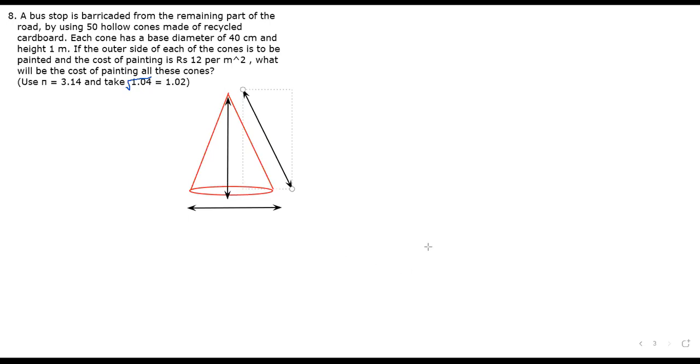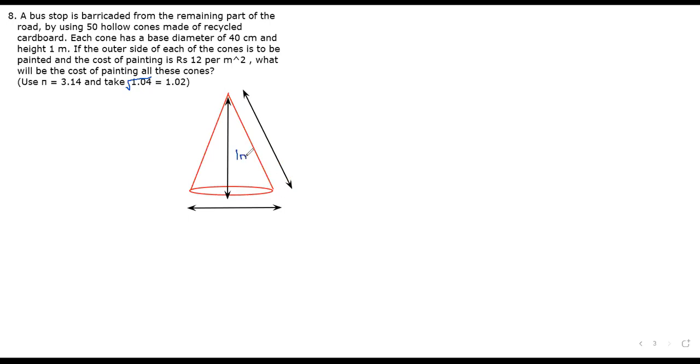Fine. Draw the conical barricade. It's not needed. If you want, you can draw. Always better if we have a figure with us. Base diameter is given, 40. So diameter is given to us as 40. That means obviously radius is 20. And height is given as 1 meter. Cost also is in meters. So using base diameter and height, we will first have to find out the slant height. Yes or no, children?